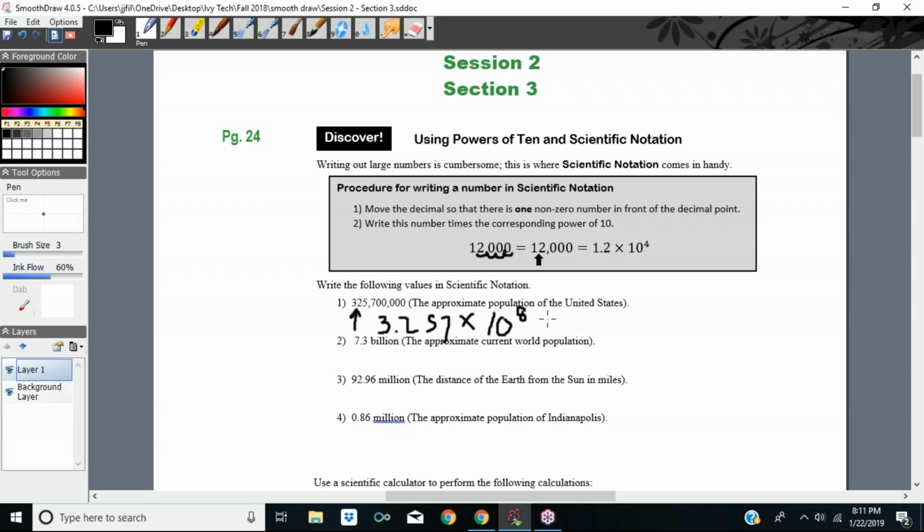And then number 2 says 7.3 billion. And this question is a little bit different because it doesn't have the number written out. And we can refer to the chart on page 23, and 1 billion is 10 to the 9th. So when we see billion, we can write the number 7.3 times 10 to the 9th.